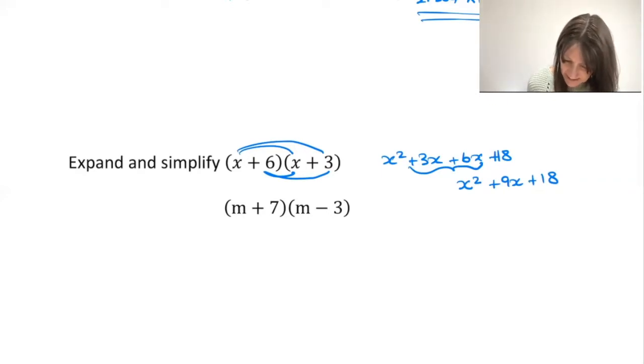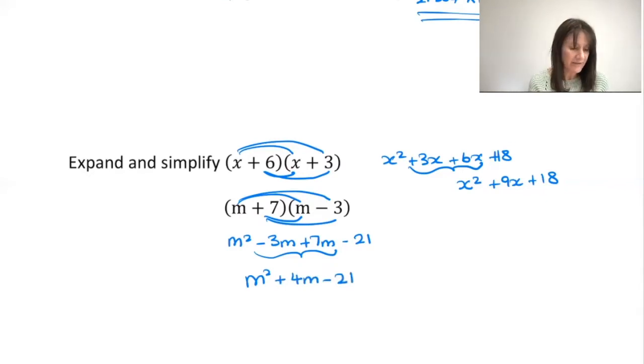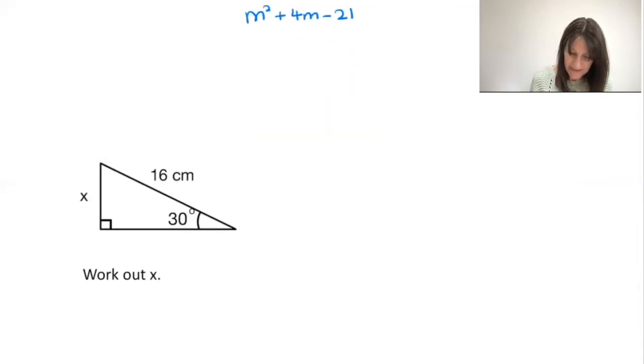Okay, next one, m times m is m squared. Then I've got m times -3, so it's -3m plus 7m. And then remember, it's not 7 take 3, 7 times -3 is -21. Tidy up that middle, and I've got m squared, -3 plus 7 is going to take me to +4. And that would be my final answer for the second one. Okay, next question. Hit pause and press play when you're ready.